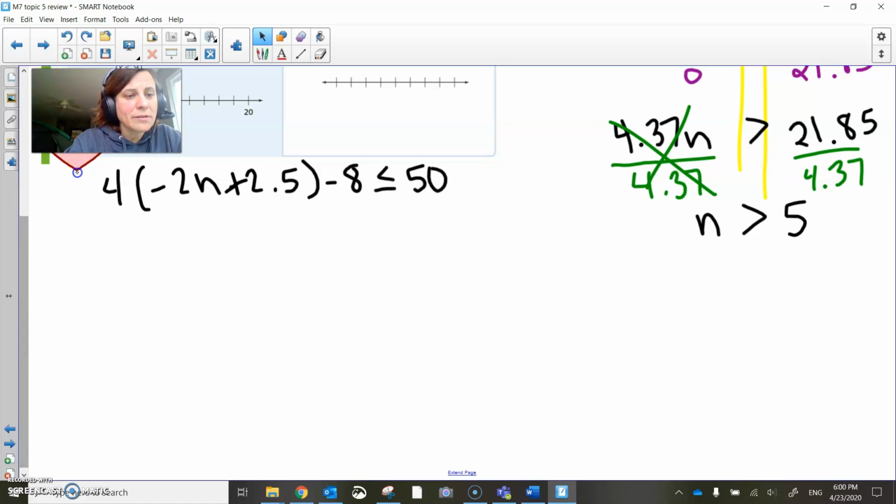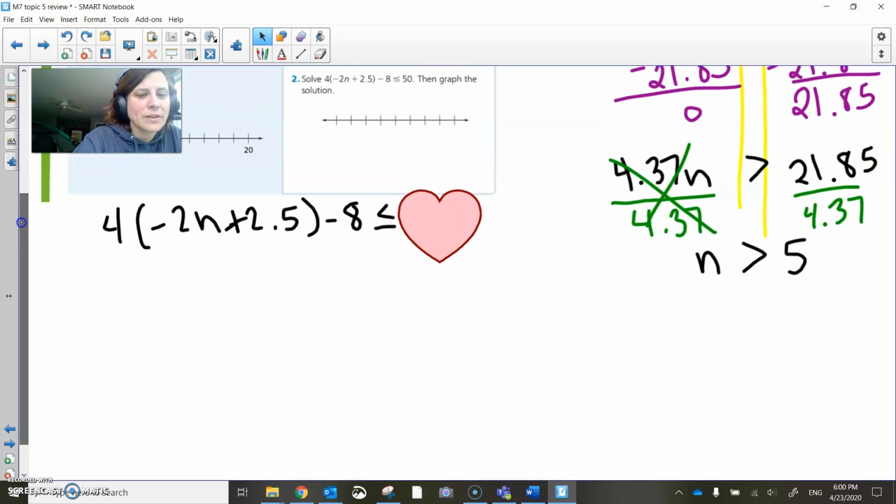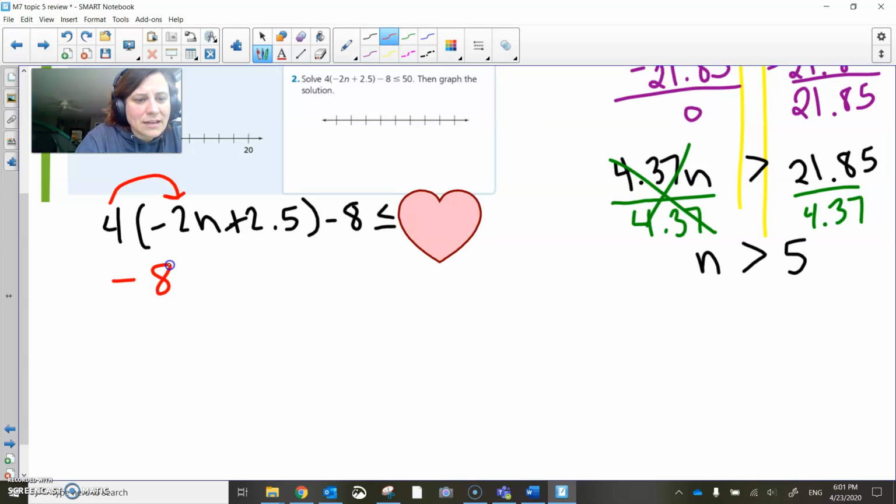So this problem, I'm going to do exactly the same thing. I'm going to ignore this because it's causing me problems in my head. And then with the rest of it, we're going to distribute that 4. 4 times negative 2n is negative 8n. Positive times a negative is a negative. 4 times positive 2.5 is positive 10. Minus 8 is still there.